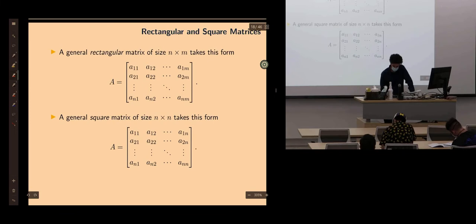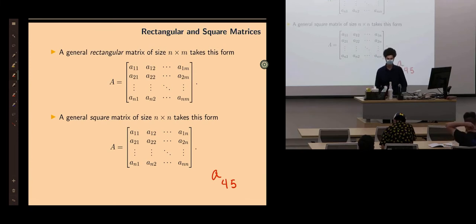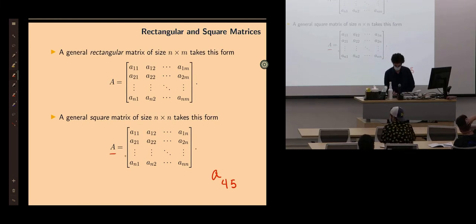A mini quiz for you. How can I locate this element? I give you A. I tell you, using this indexing principle, find this entry. What do you do? You go down to the fourth row and then over to the fifth column. Right. You go fourth row and fifth column and find it.